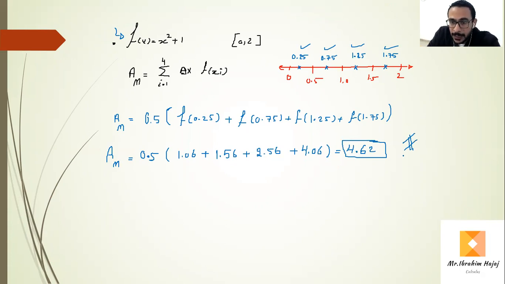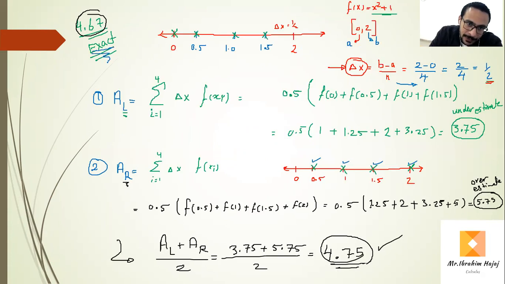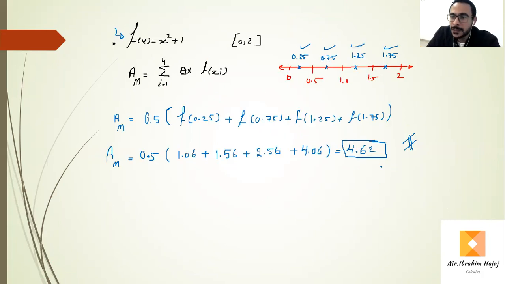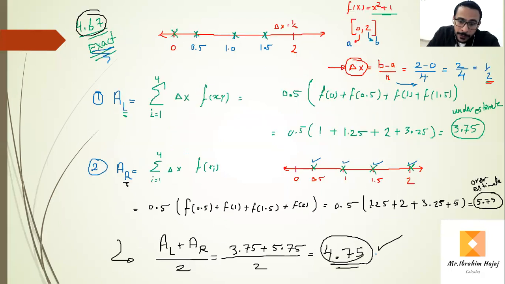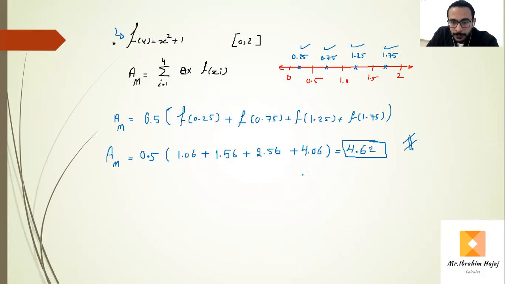Let's move back, guys, to the exact answer. The exact area was 4.67, and here we have 4.62, which is the most accurate one. So always, guys, if you'd like to find the most accurate approximation of any area under the curve, you can use the midpoint rule. Okay, 4.62. Any question?